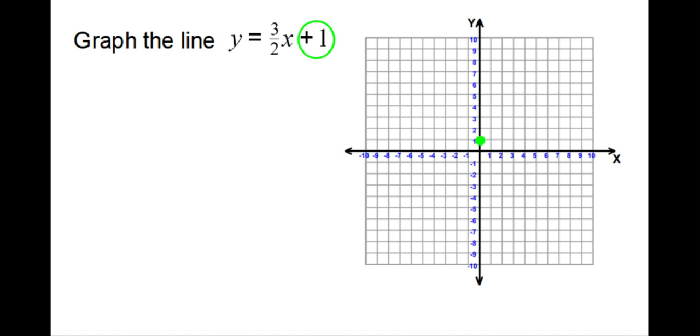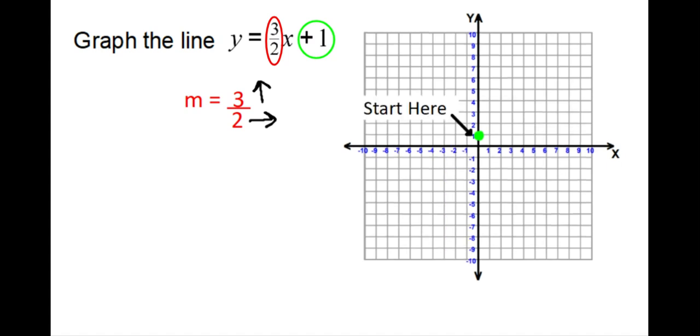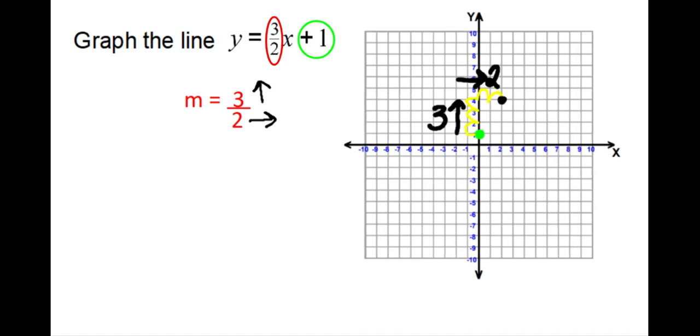Then I look at that 3 over 2. And the 3 over 2 is my slope. So if m is 3 over 2, that means I need to be moving up 3 because 3 is positive, and then right 2 because 2 is positive. So I'm going to start at my 1 that I've already graphed. So on this example, it's a green dot. So I'm going to start from there, and I'm going to count up 3 and then right 2.